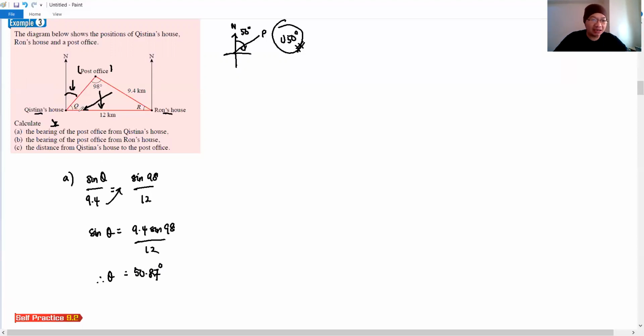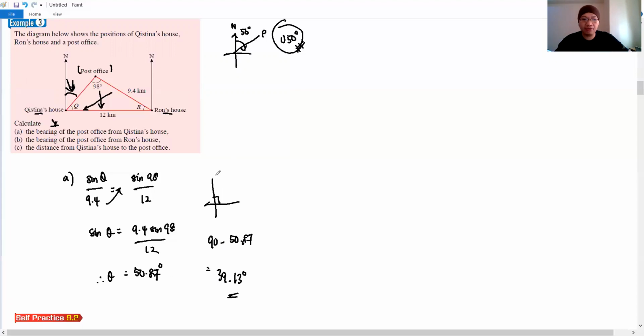We are not talking about the angle of Q. We are talking about the bearing of the post office from the Q. So this is the angle that we want to find here. Since this is a right angle, this is 90 degrees. So the balance should be 90 degrees minus Q. Your Q is 50.87. So the final answer that you should obtain is 39.13 degrees.